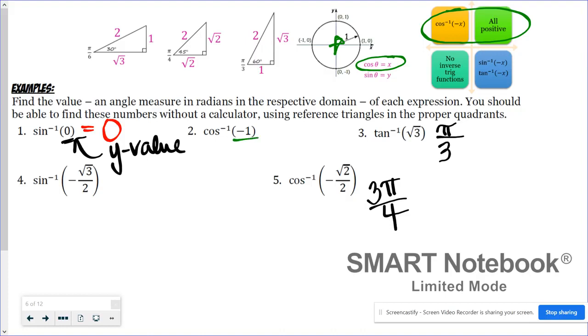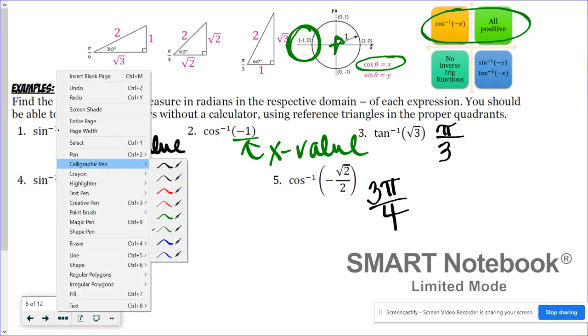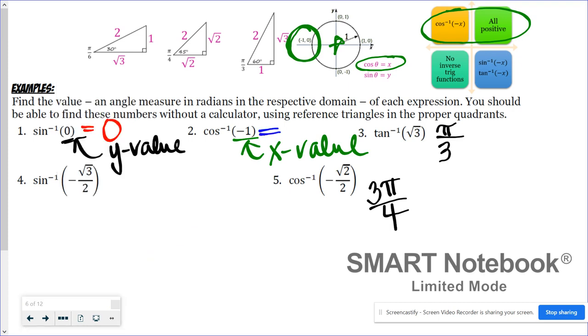So the -1 is an x value. I want you to find where the x value is equal to -1 on your unit circle. That's equal to -1 right here. And what is the value of that angle in radians? Yeah, that would be pi radians.